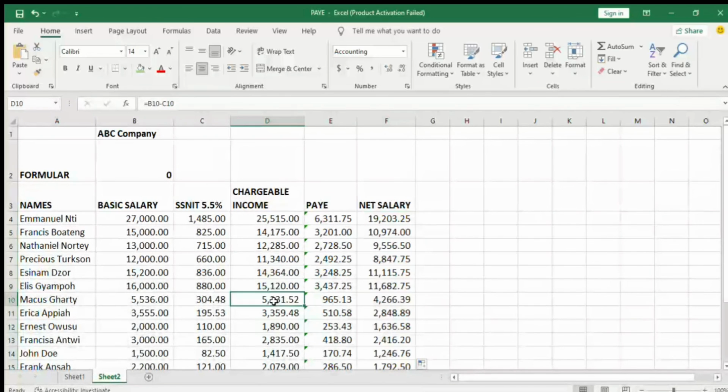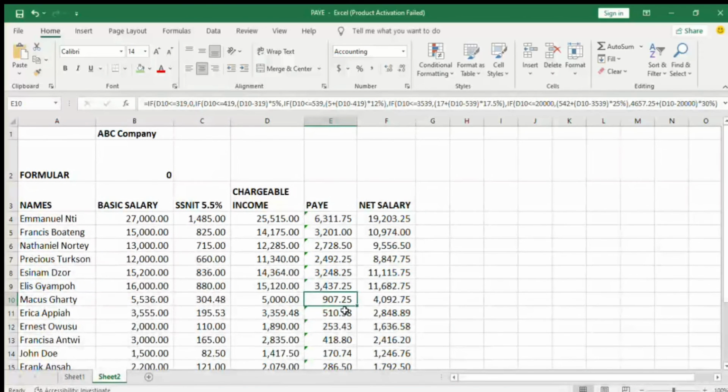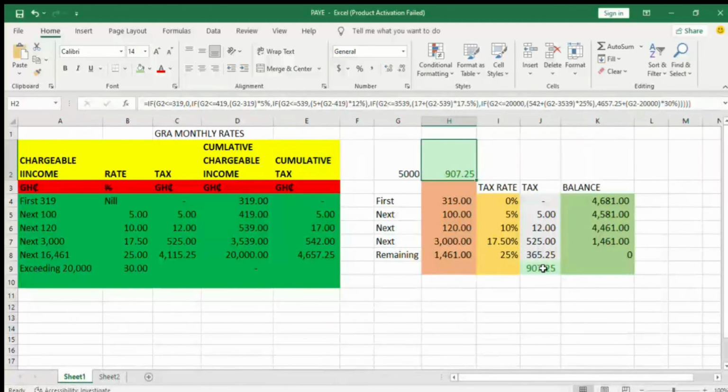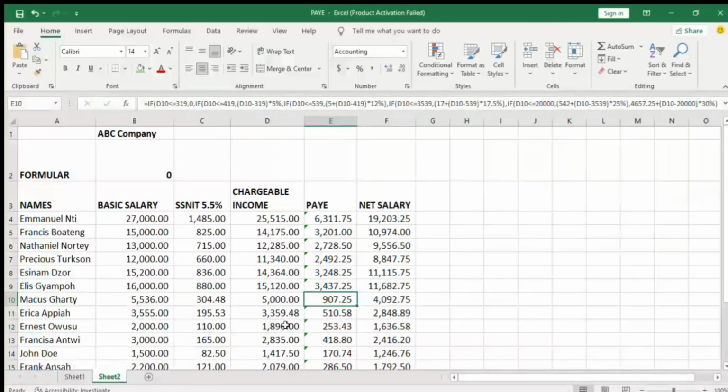So let me change this to 5,000 Ghana cedis. You can see the figure here, 907.25, is the same as the one over here, the one we manually did. And that is it. Very simple and easy.